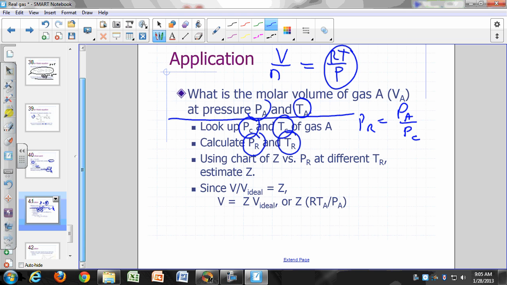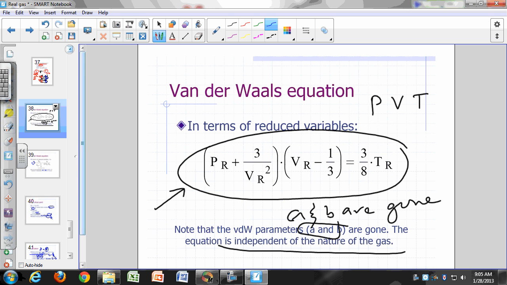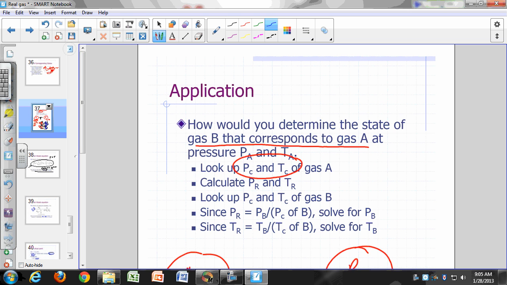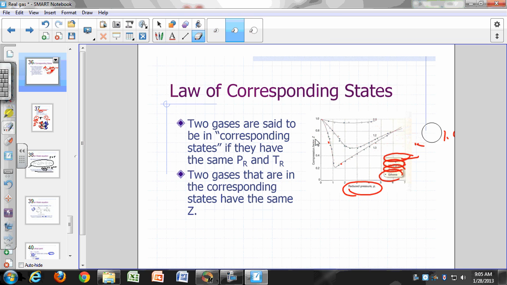PA over PC, and the reduced temperature is TA over TC. Then you go to a chart of Z versus reduced pressures at different reduced temperatures and estimate the Z from there. So you remember that chart I showed you earlier? Okay, let's go back to that chart. You'll find charts like those in handbooks. Okay, so a chart like this.